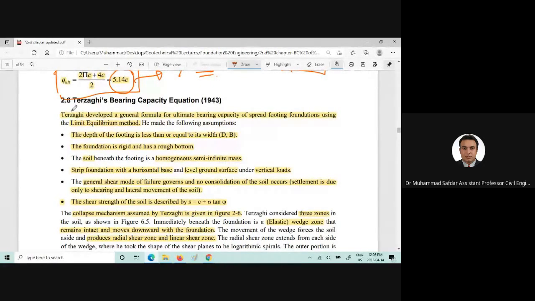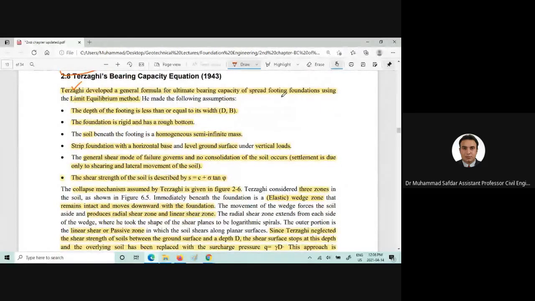Terzaghi developed this formula or theory to find out the bearing capacity of spread footing. Originally it was used for the strip footing, then later on Terzaghi introduced different shape factors to find out the bearing capacity for different shapes of shallow foundations. It's based upon the limit equilibrium method. The depth of the footing D by B is less than or equal to 1.